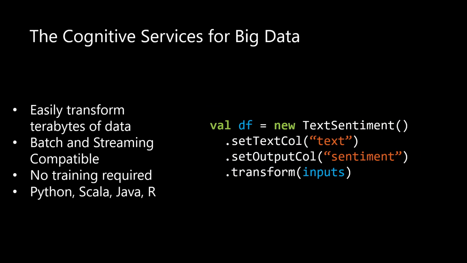And so this is kind of what it looks like, where you can create a simple text sentiment transformer, point it at a column of text, and very quickly get the sentiment of every single sentence in your data frame. So it's only a few lines.